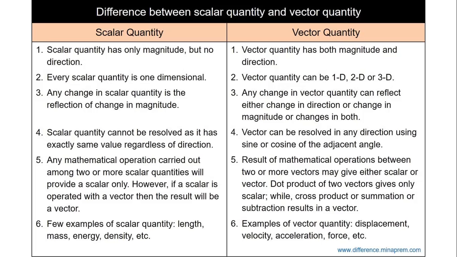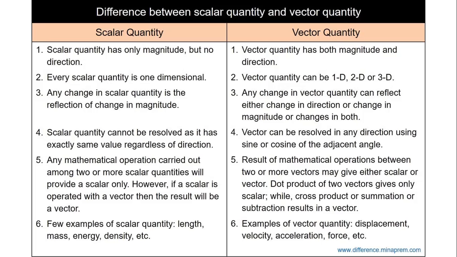Number four, scalar quantities cannot be resolved as they have exactly the same value regardless of the direction. A vector can be resolved in any direction using the sine or cosine of the adjacent angle, and we're going to be calculating some of those later.